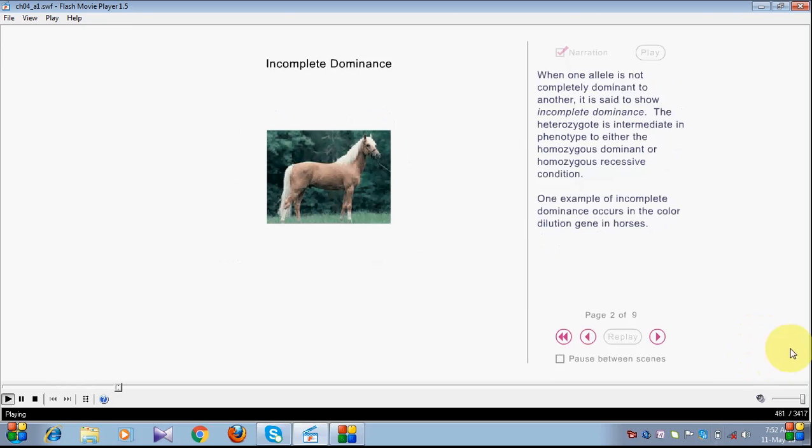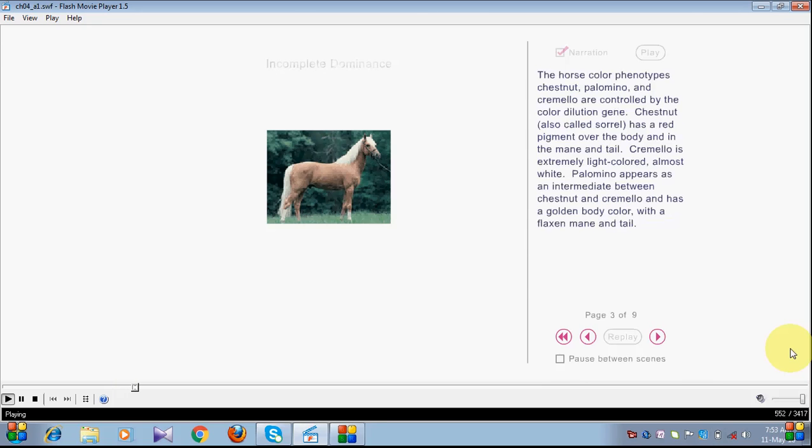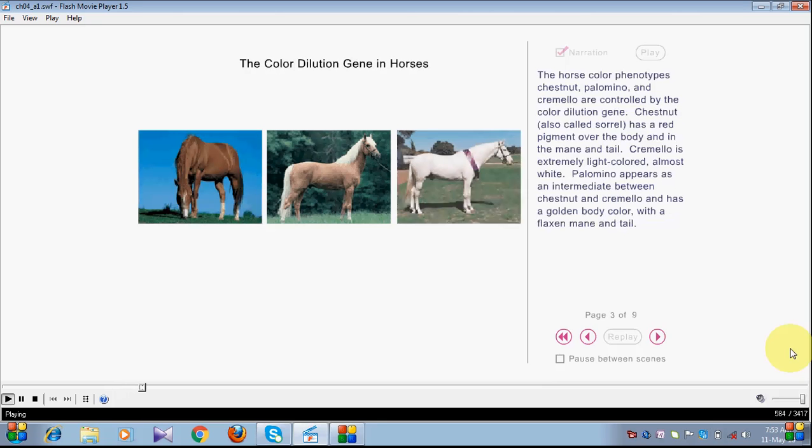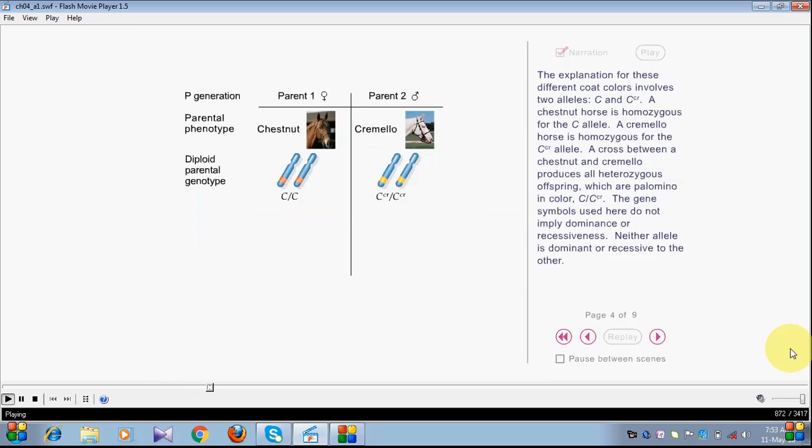One example of incomplete dominance occurs in the color dilution gene in horses. The horse color phenotypes chestnut, palomino, and cremello are controlled by the color dilution gene. Chestnut, also called sorrel, has a red pigment over the body and in the mane and tail. Cremello is extremely light-colored, almost white. Palomino appears as an intermediate between chestnut and cremello and has a golden body color with a flaxen mane and tail. The explanation for these different coat colors involves two alleles, big C and big C-CR.